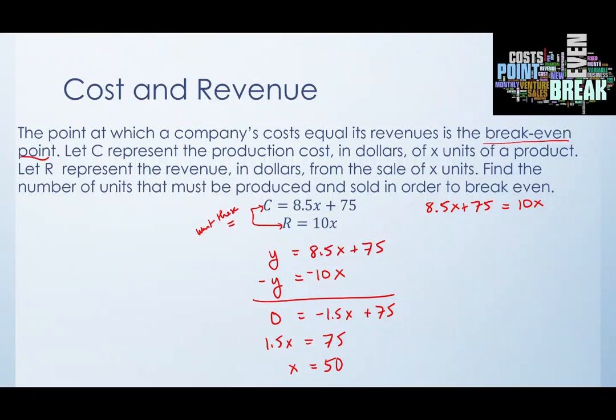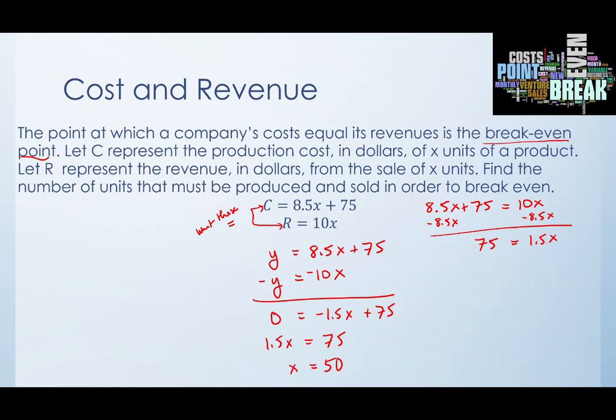Now if we go to our original inclination, which is also correct, we could say, I'm going to subtract 8.5x from both sides. I'm going to get 75 equals 1.5x. Oh, look, that's exactly the same equation that we arrived at previously.